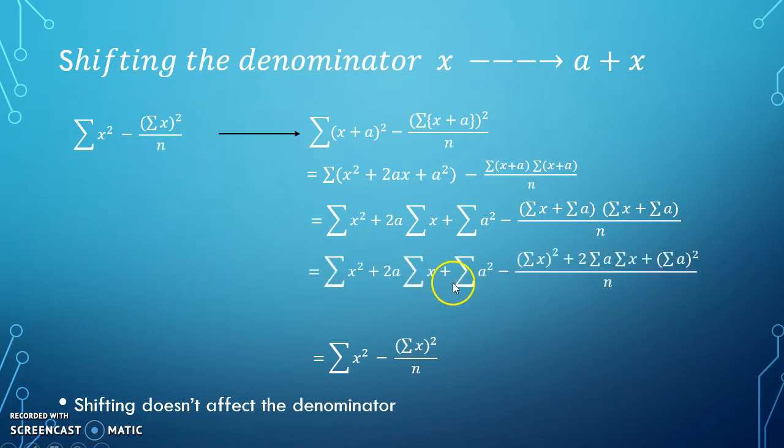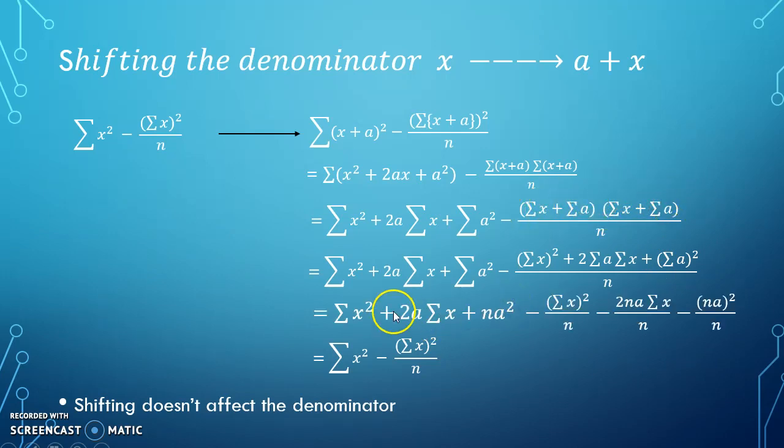And then the next step, we simplify. Summation x times summation x gives summation x squared. And the rest, summation a times summation a will give summation a squared. And then we have the middle term, summation a, summation x, two of them.